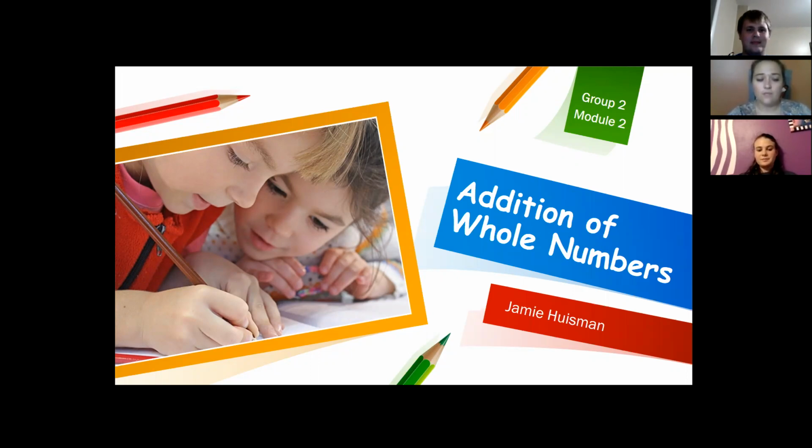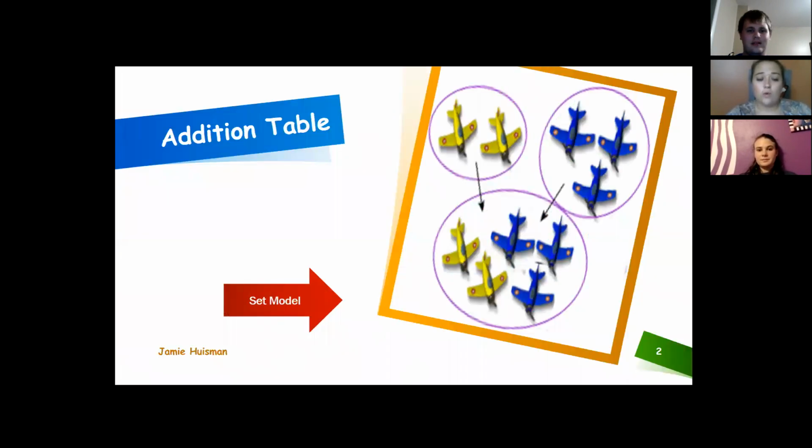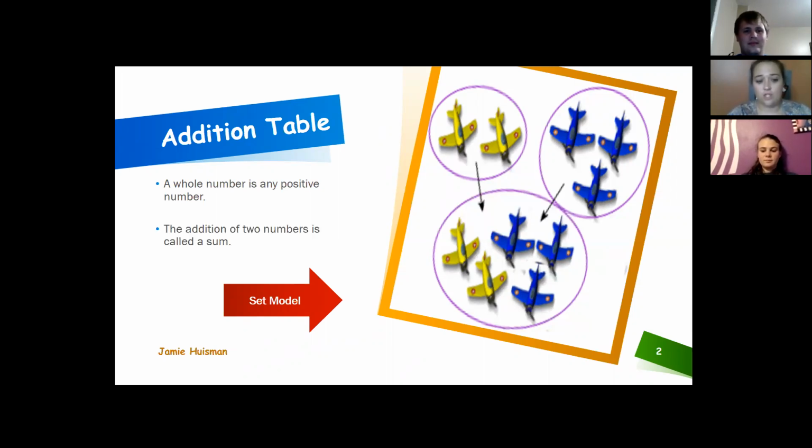How many toy planes do John and Kathy have together? This question can be answered with whole number addition. A whole number is any positive number. The addition of two numbers is called a sum. This is shown in a set model.